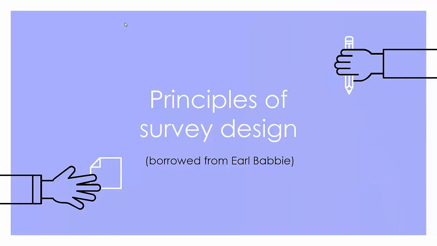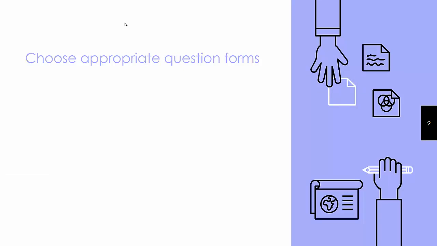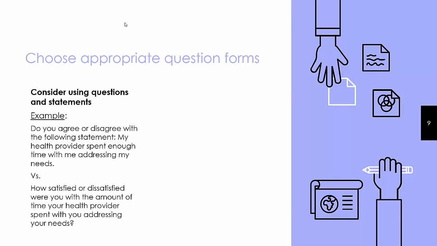Okay, so first thing we'll start with Principles of Survey Design, and that is borrowed from Earl Babbie, which is one of the books that I mentioned in the LibGuide. The first thing is to choose appropriate question form. So you want to combine, whenever possible, questions and statements. Here's a good example. Do you agree or disagree with the following statement? My health provider spent enough time with me addressing my needs.